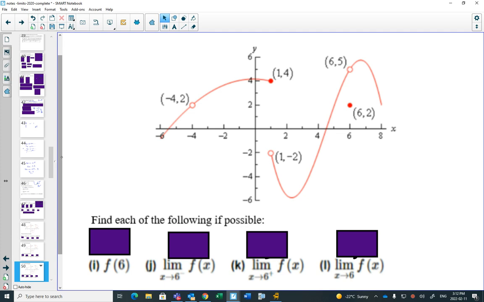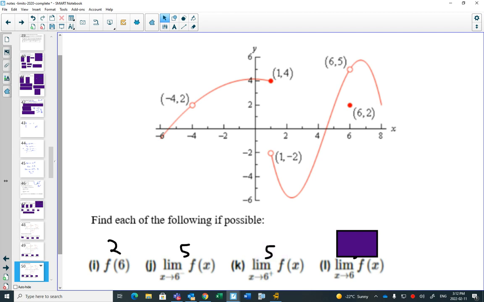F of 6 is 2, because that point is given to us. The limit, though, as you go to 6 from the left, right? We're coming from the left side, that's here. We get close to 5. From the right side, it gets close to 5. At 6, the limit exists this time, and it's equal to 5, because from the left and the right, it's the same.